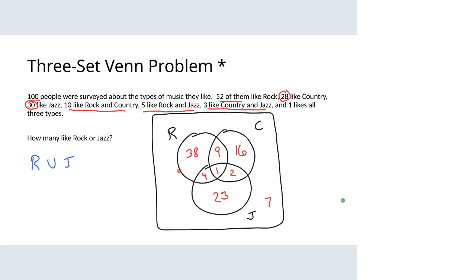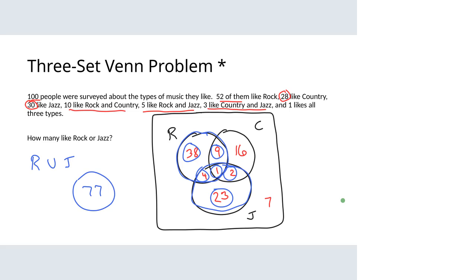So we're going to count anybody who likes rock. We're going to join that with anybody who likes jazz. And so the ones we're going to count are 38, 9, 4, 1, 2, 23. We're going to add all those up. 38 plus 9 plus 4 plus 1 plus 2 plus 23 is 77.